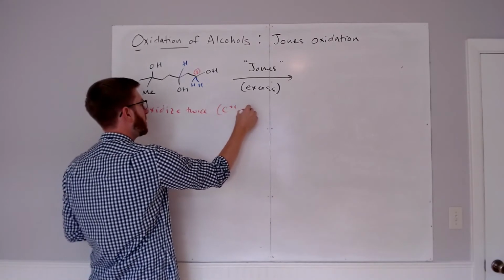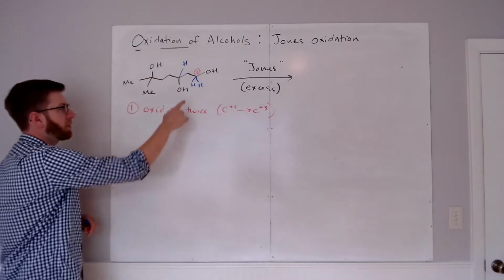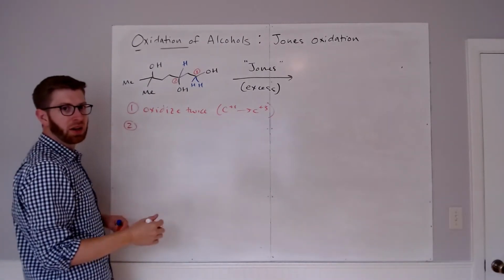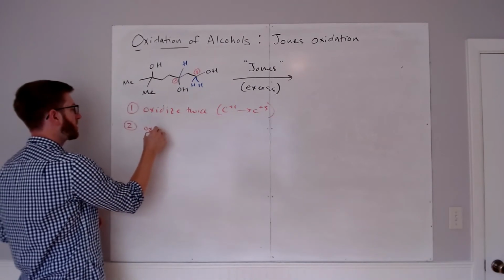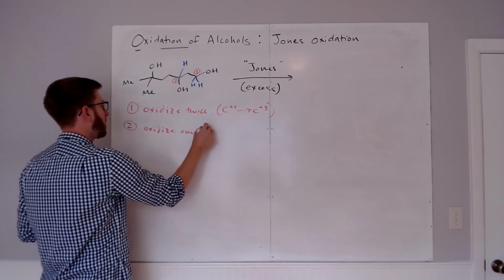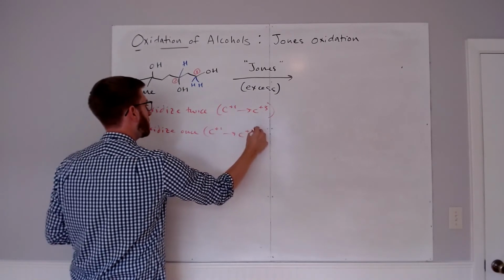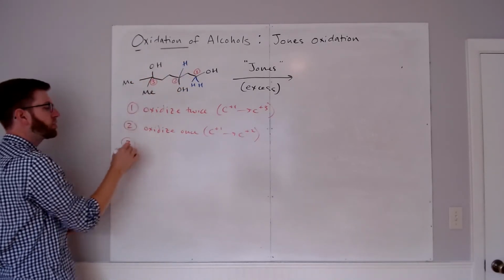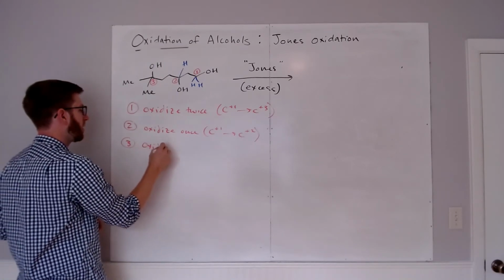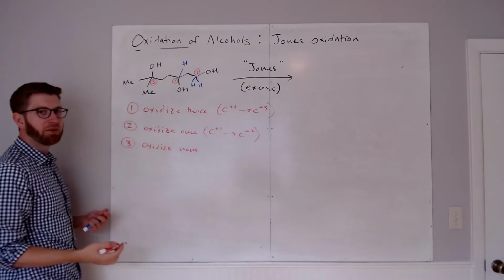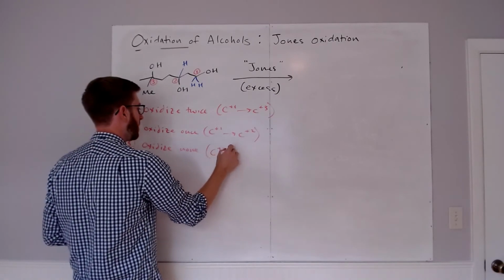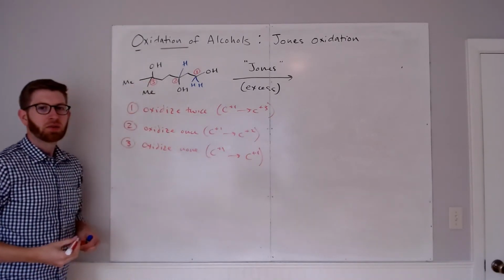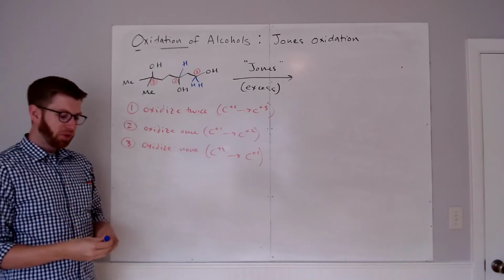So that's C+1 to C+3, because I've got 2 blue hydrogens. And carbon 2, which is our secondary alcohol carbon, I'm going to oxidize once from C+1 to C+2 because I've only got 1 blue hydrogen. And in my third carbon, which is our tertiary center, I'm going to oxidize none, because I have no blue hydrogens. C+1 to C+1. So being able to actually look at these blue hydrogens simplifies my life a little bit.